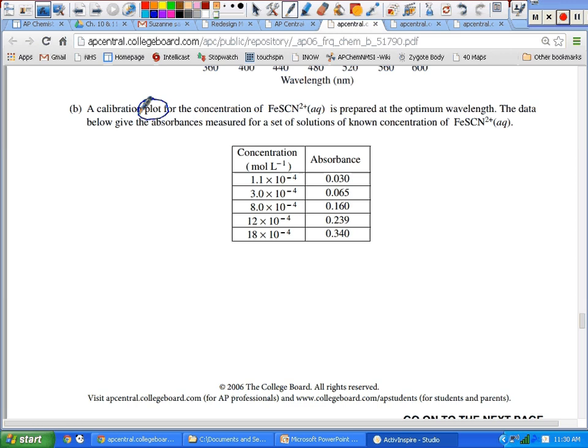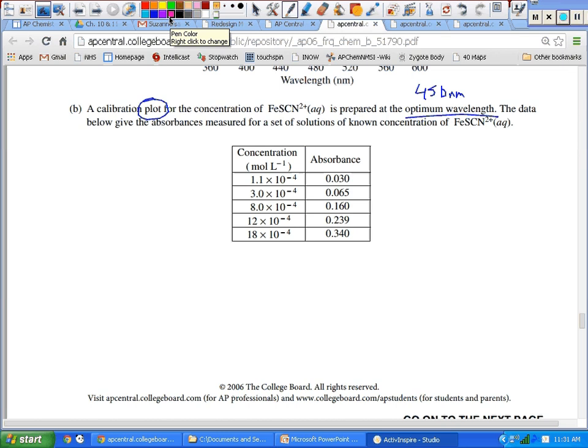A calibration plot for the concentration of this thing is prepared at the optimum wavelength. Again, what was the optimum wavelength? 450 nanometers. Okay. The data below gives the absorbances measured for the solutions of a set of known concentrations. All right, well, let's talk about this. Real quick, real simple. What is the concentration doing as you go from top to bottom? Is it increasing or decreasing?